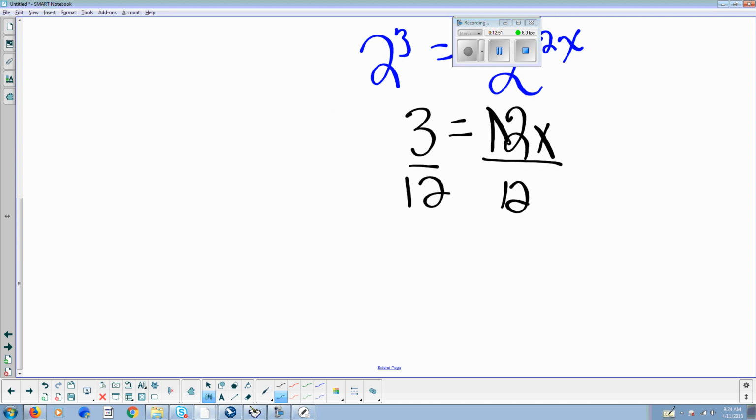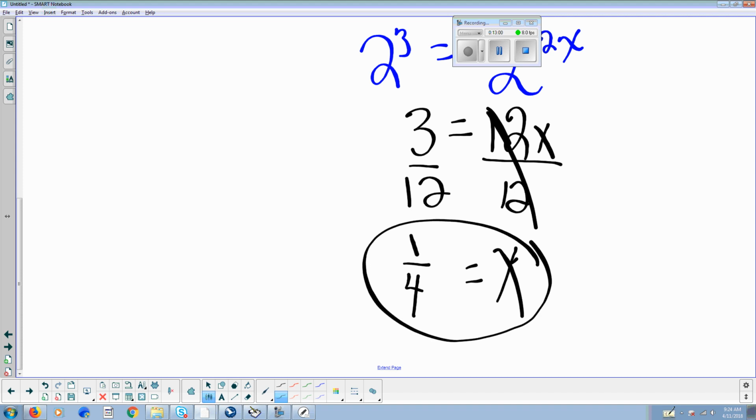3 divided by 12 is a fraction that reduces to 1/4, and it did say to give your answer as a fraction reduced to lowest terms. So 1/4.